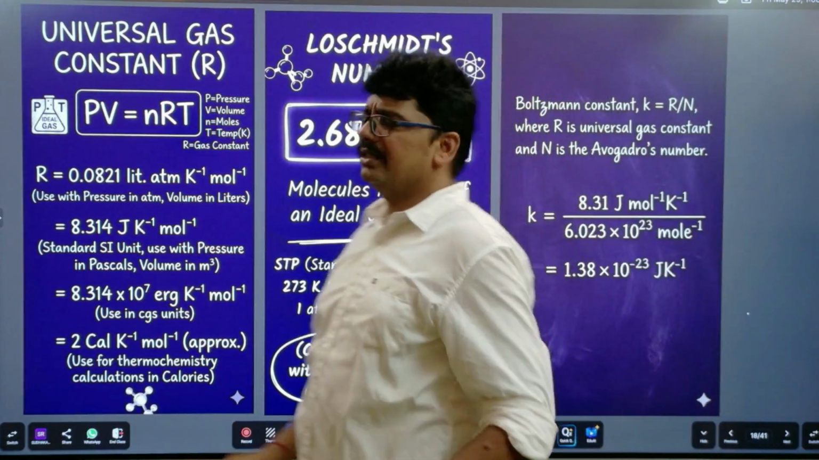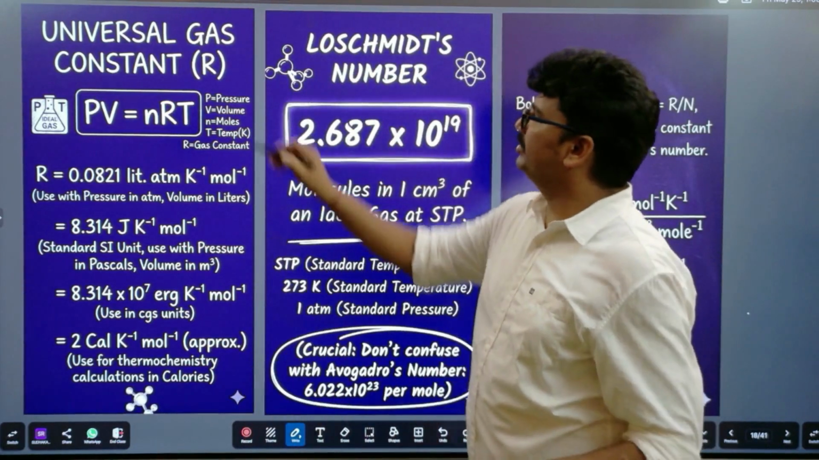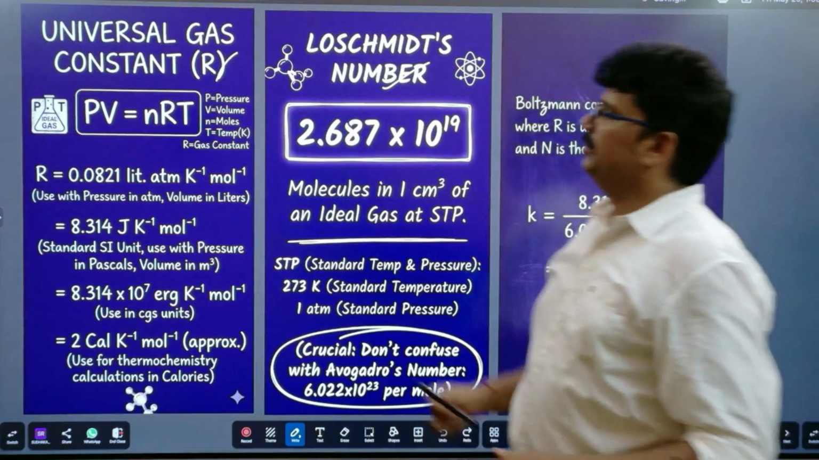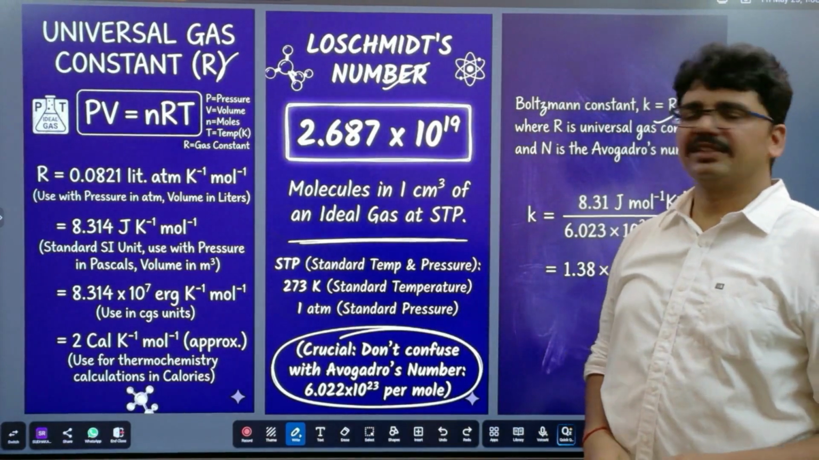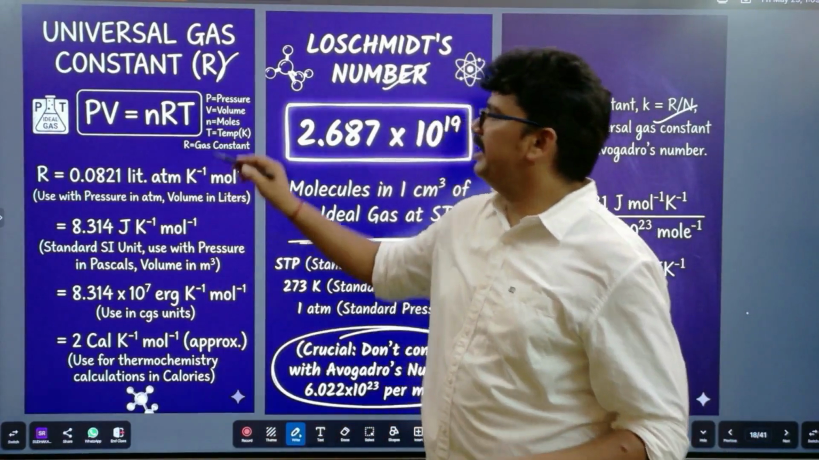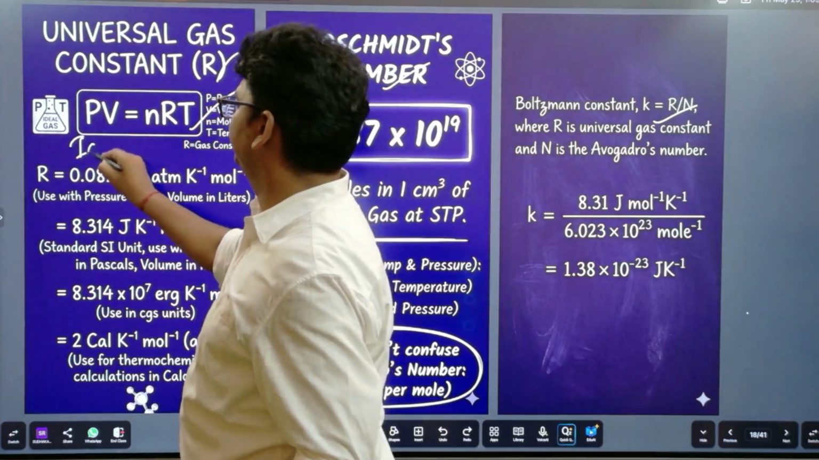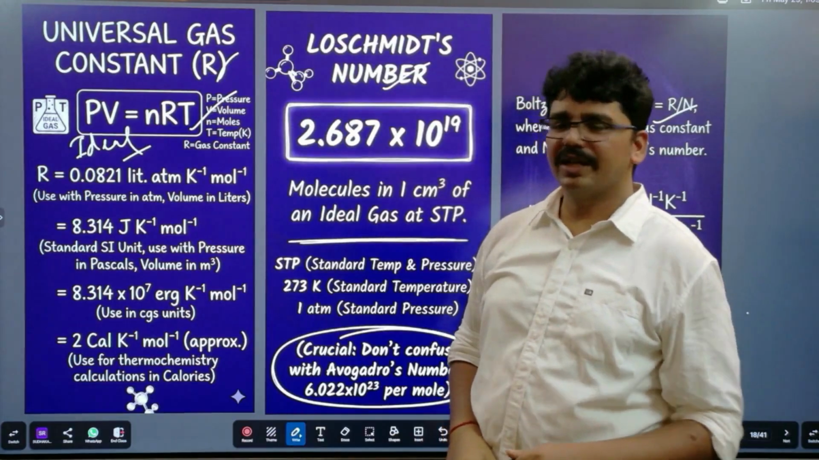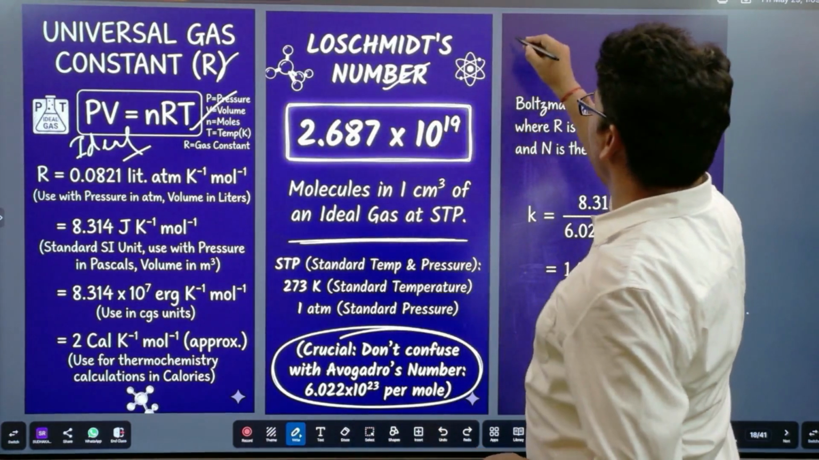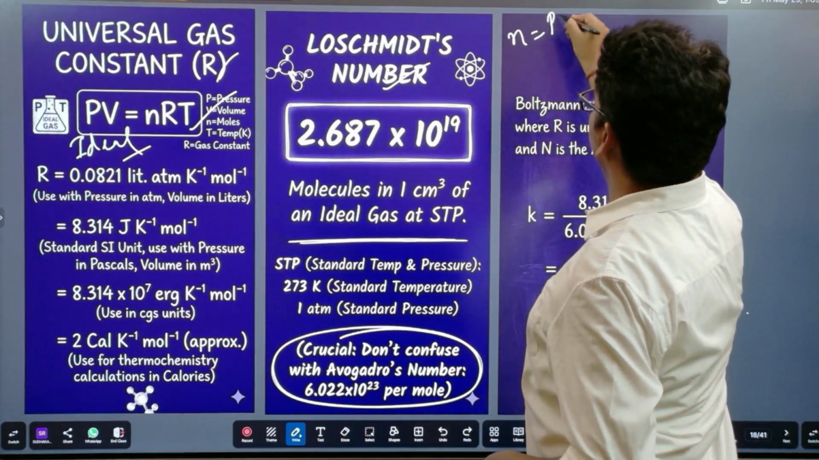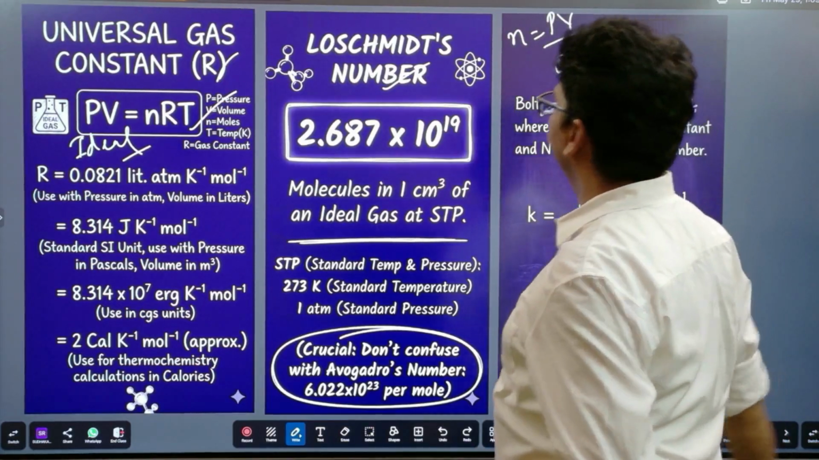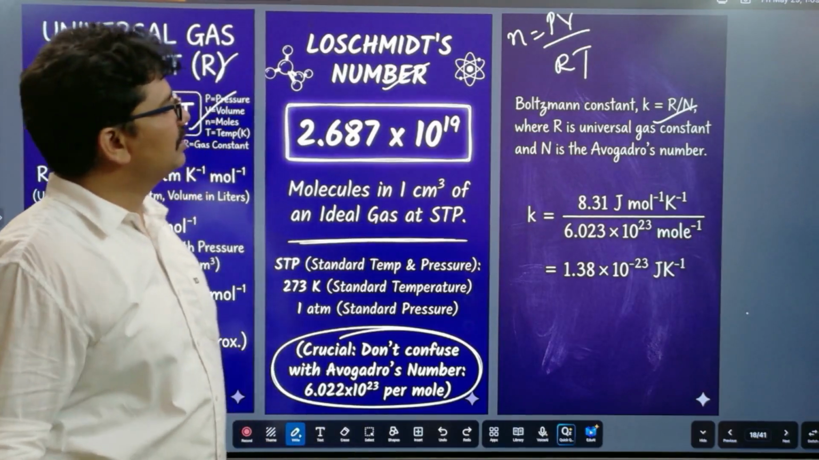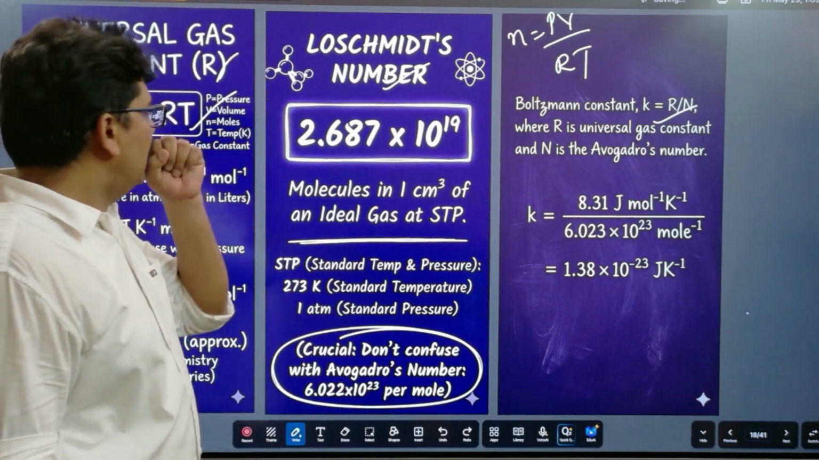Coming to three different constant values: universal gas constant, Loschmidt number, and Boltzmann constant. First, I am coming to the universal gas constant. This is the ideal gas equation, PV equals nRT. So from this formula, n is equal to PV by RT. P is the pressure of gas, V is the volume, R is the universal gas constant, and T is the temperature.